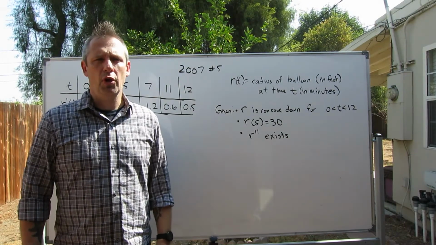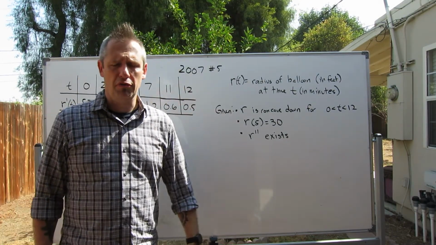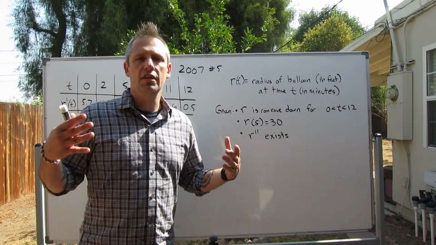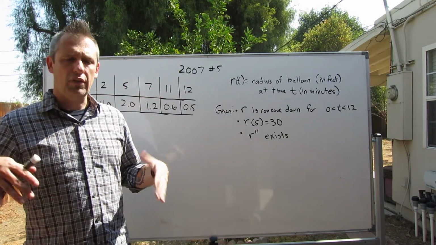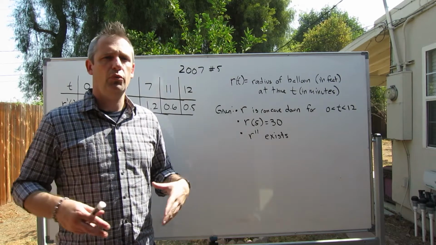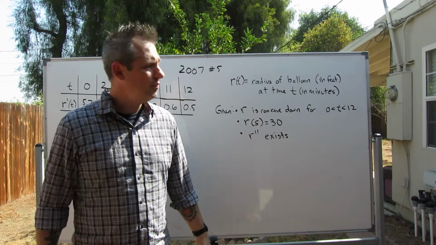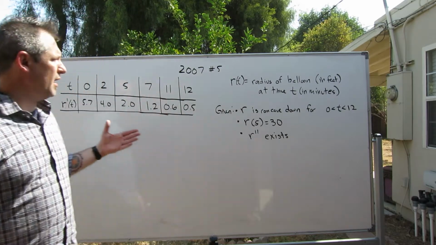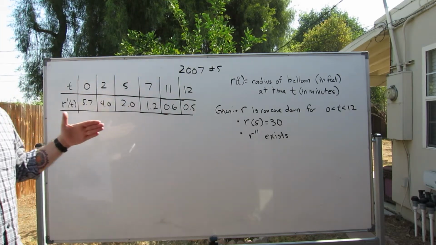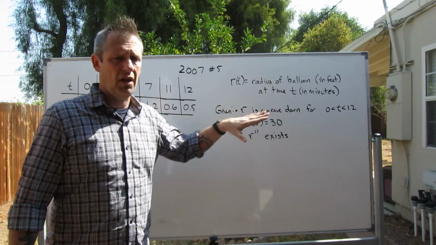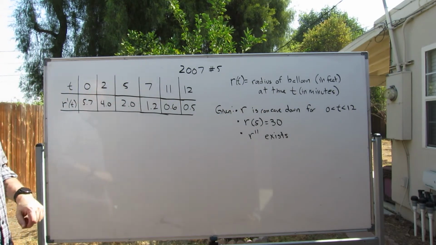Okay, here we are doing part B of the 2007 number 5 AP Calculus BC exam, in which we're dealing with this hot air balloon. The air inside the balloon is being heated up, which is causing the radius of the hot air balloon to increase over time. We're given a lot of information about this, but not the actual function that defines the radius at any moment in time. Instead, we have some values of r prime.